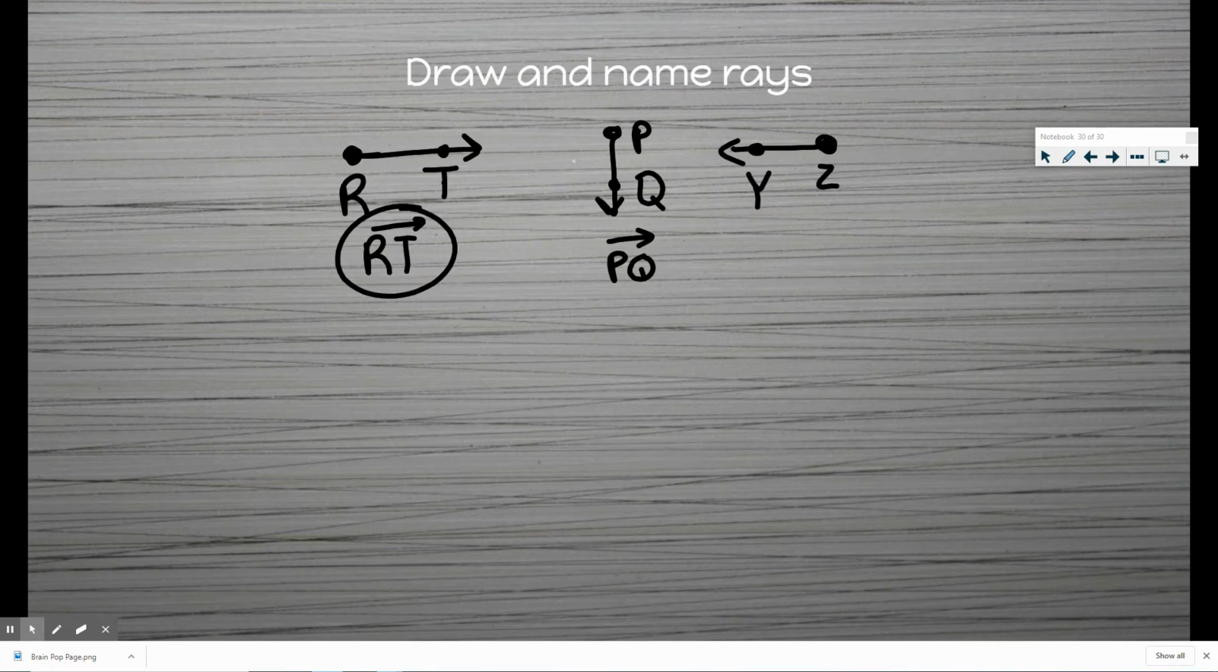With this, we're not going to go left to right. We have to start at the endpoint. So this would be ray ZY. Ray ZY. So tell me, what is this ray? You should have picked ray XW because X is the endpoint.